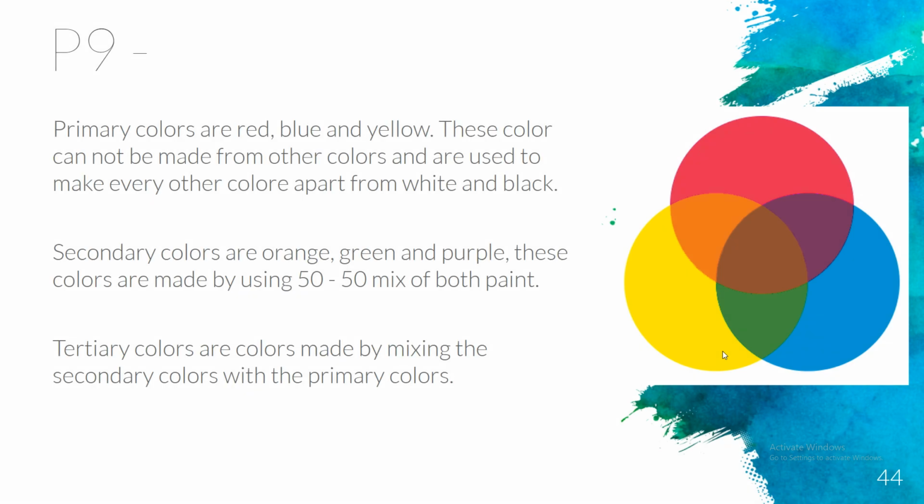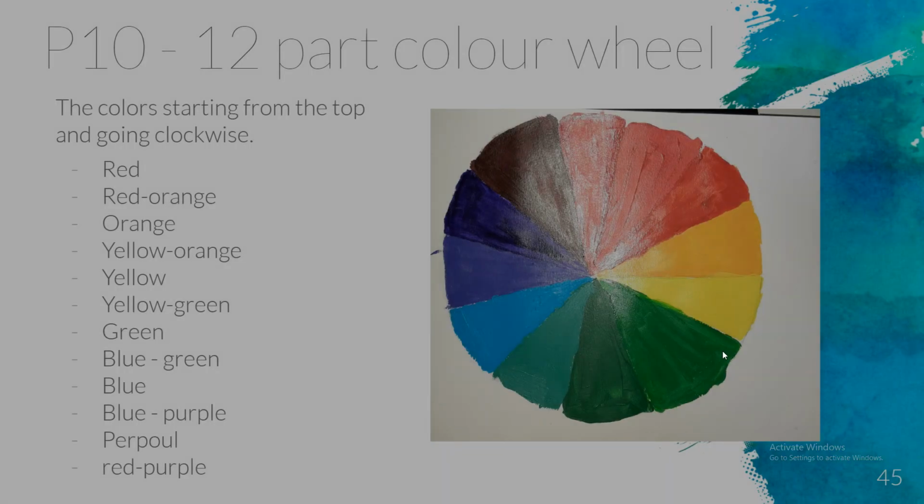Primary colours are red, blue, and yellow. These colours cannot be made from other colours and are used to make every other colour apart from white and black. Secondary colours are orange, green, and purple. These colours are made using a 50-50 mix of both paints. And tertiary colours are colours made by mixing the secondary colours with the primary colours.